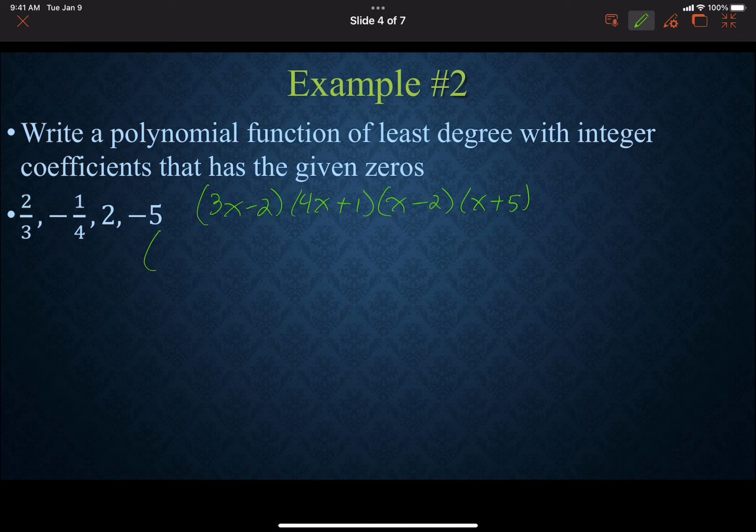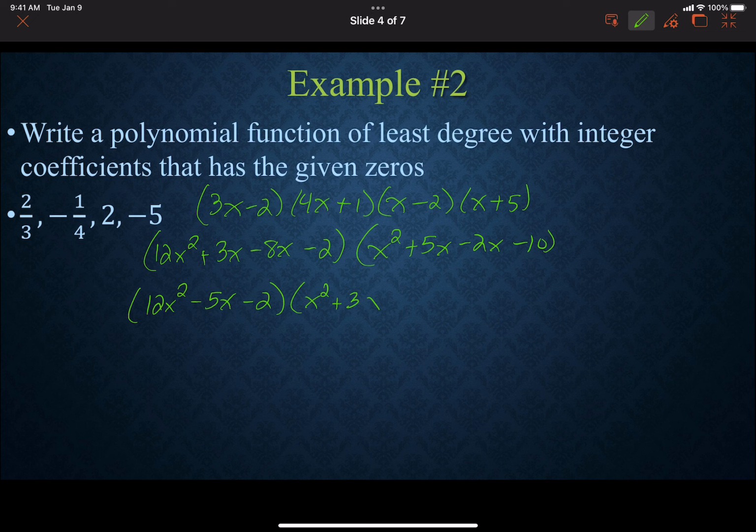So FOILing the 3x minus 2 and 4x plus 1, I get 12x squared plus 3x minus 8x minus 2. FOILing the x minus 2 and x plus 5, we get x squared plus 5x minus 2x minus 10. Which then yields 12x squared minus 5x minus 2 to go with x squared plus 3x minus 10. And again, every single term on the left multiplies every single term on the right.